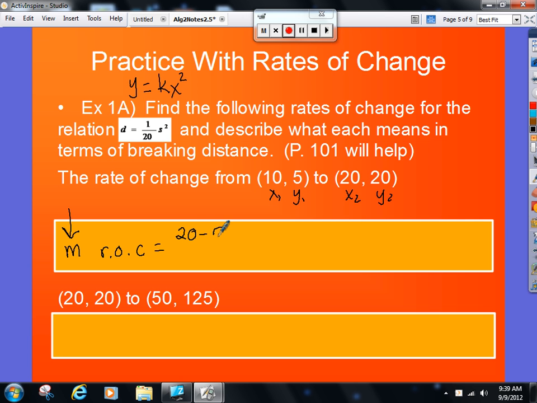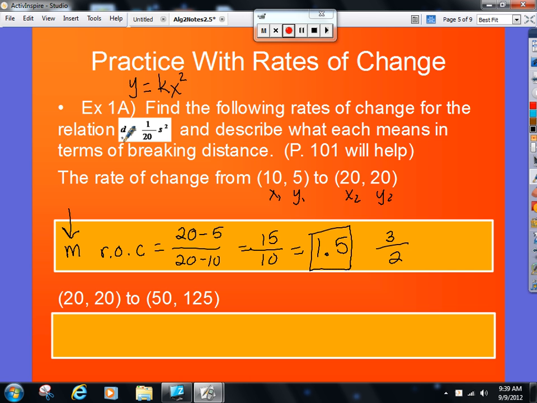20 minus 5 over 20 minus 10. Okay, 20 minus 5 is 15 over 10. Now, some of you guys will be like, Mrs. Bruno, you're such a hypocrite. You just told us not to use decimals, to use improper fractions. Okay, you could do that if you wanted to, 3 over 2. I want to explain to you what this means and then why I did use the decimal here.